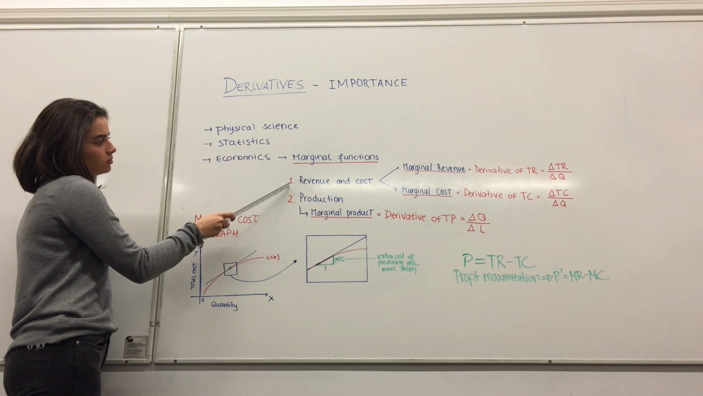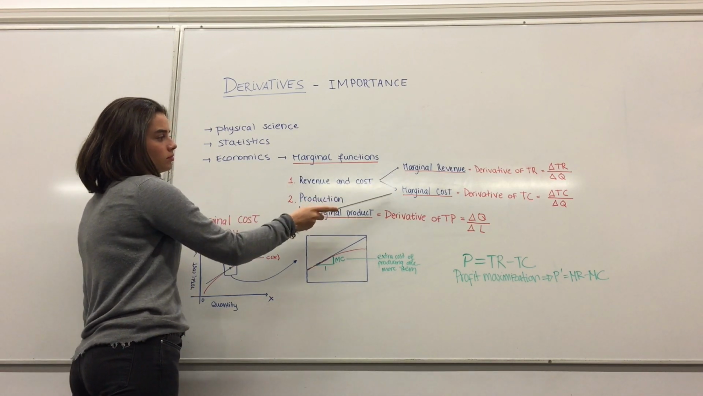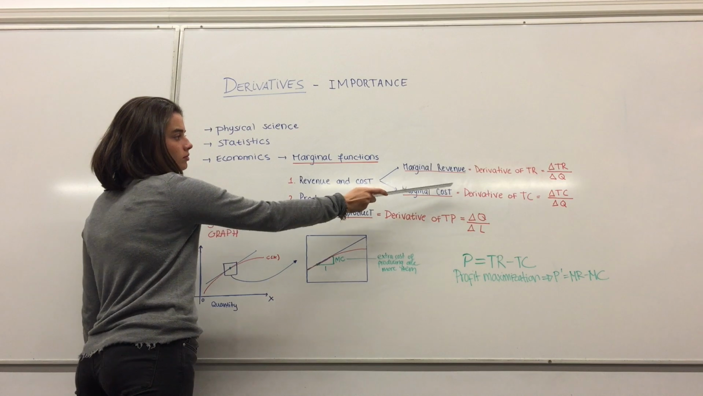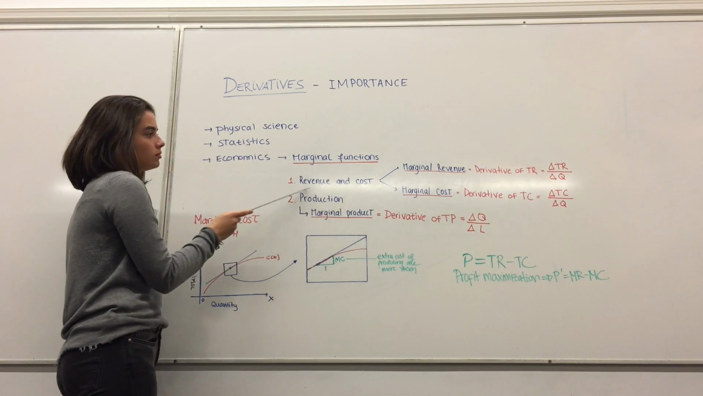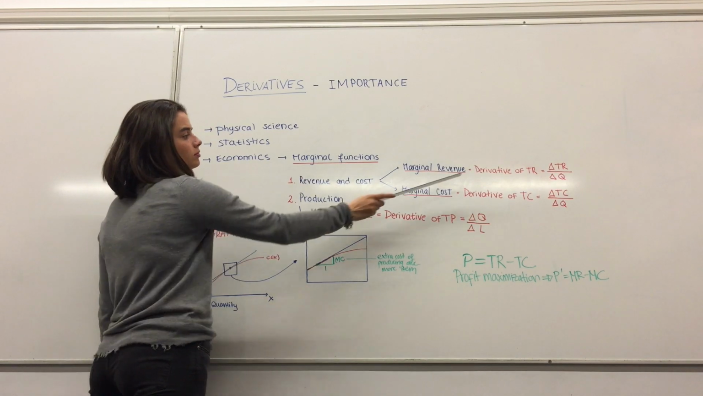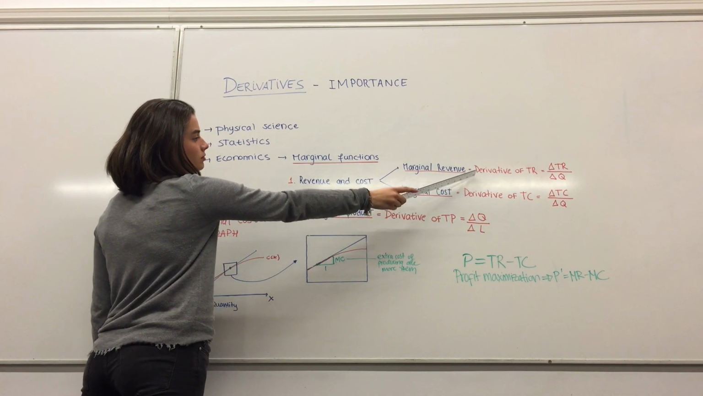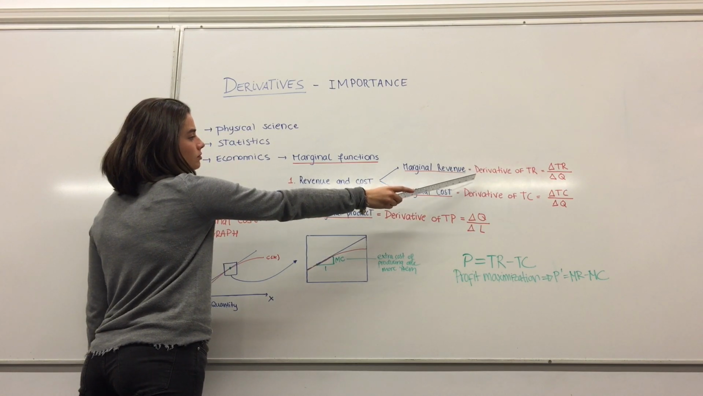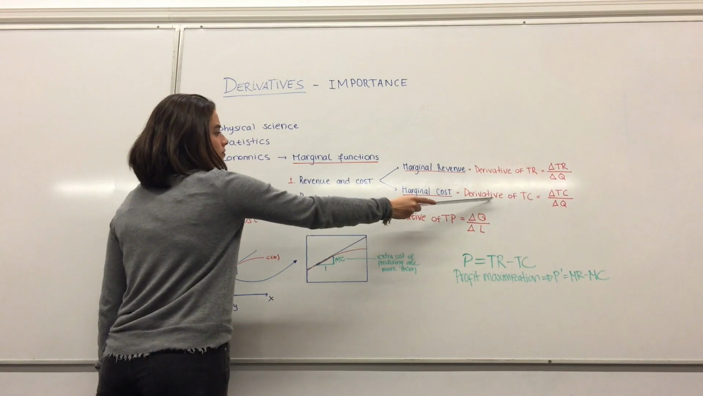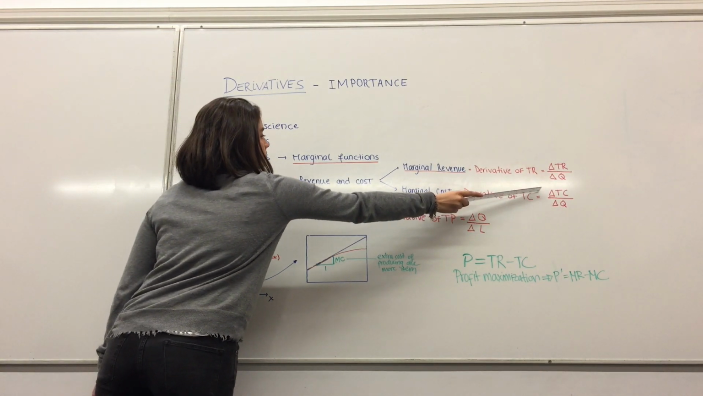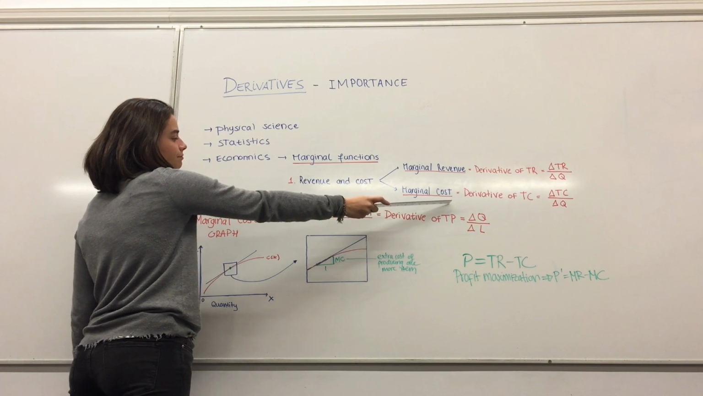The first type is revenue and cost, where we approximate the change in total revenue or total cost when quantity increases by 1 unit. Marginal revenue is the derivative of total revenue, which equals the price times the quantity, with respect to demand. So the change in total revenue over the change in quantity equals the marginal revenue. Marginal cost is the derivative of the total cost with respect to output, and this is the change in total cost over the change in quantity.